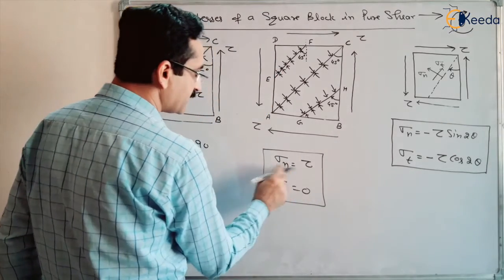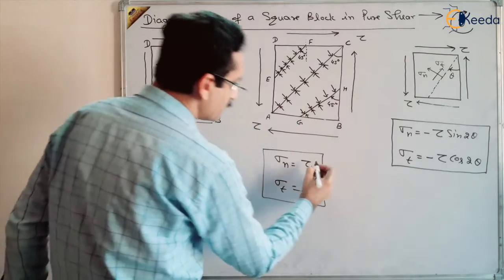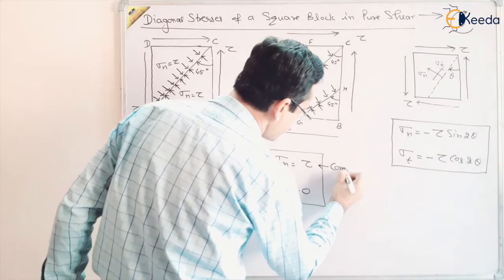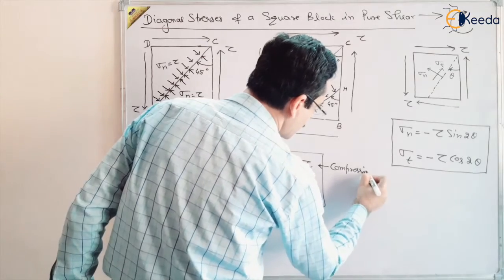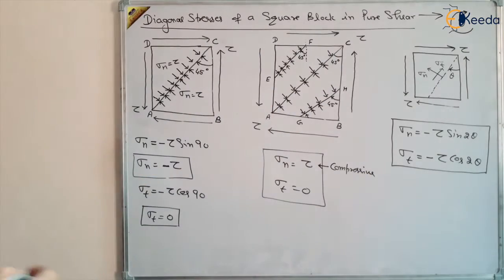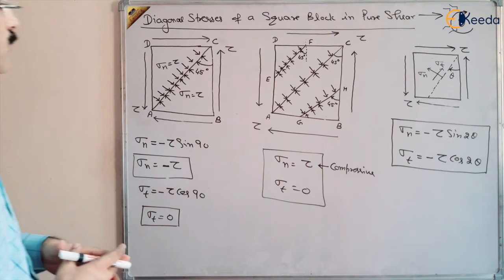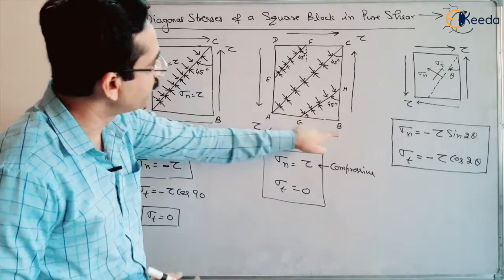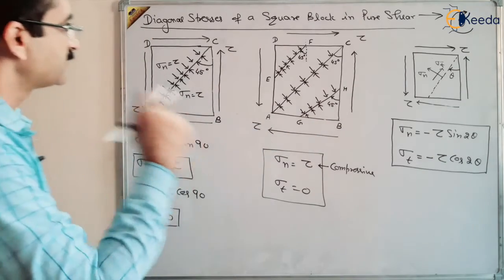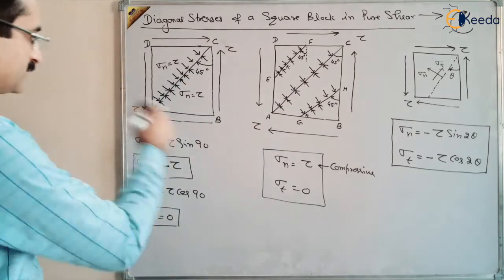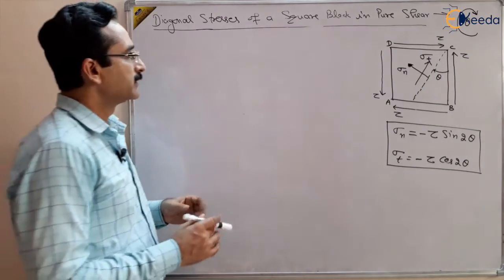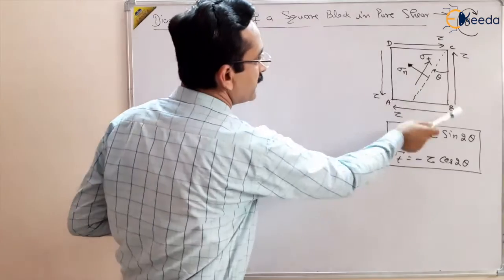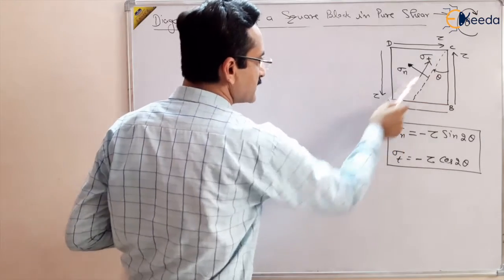And when we say that sigma n is equal to tau and we have shown the arrow, it means this is compressive basically. Compressive, because the sign was negative, right? So this is the diagonal stresses on a plane AC. Similarly, we want to see the stresses on diagonal DB. What are the stresses on diagonal DB? Let us see. In continuation, let us take another diagonal BD. We have found the stresses on diagonal AC.